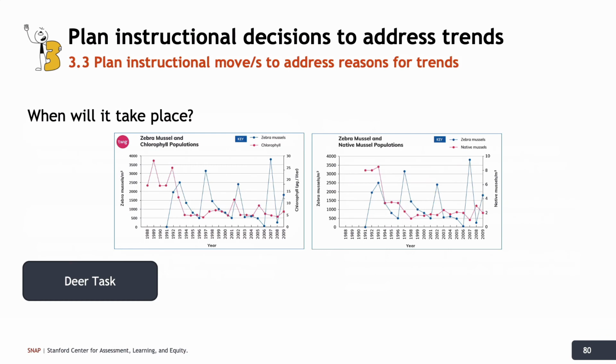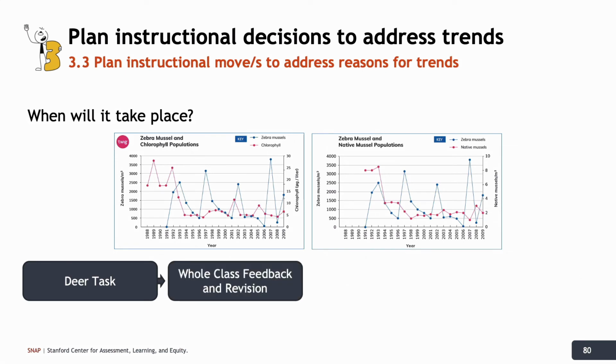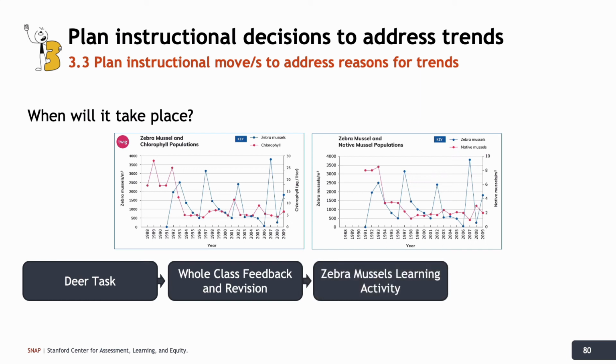Because so many of our students struggled with the SEP and the DCI and the DEAR task, we decided it would be beneficial to first go through the cycle of feedback and revision, in which we provide whole class feedback that emphasizes these trends and gives students an opportunity to revise accordingly. Then they'd be ready to apply what they learned with the new phenomenon with the zebra mussels. Also keep in mind that you might consider incorporating multiple instructional moves.